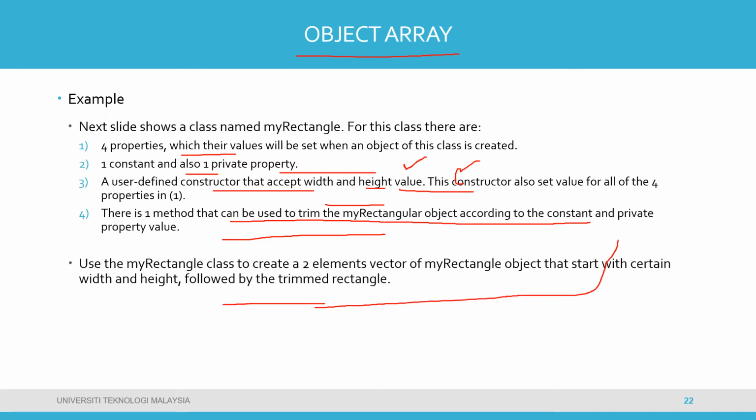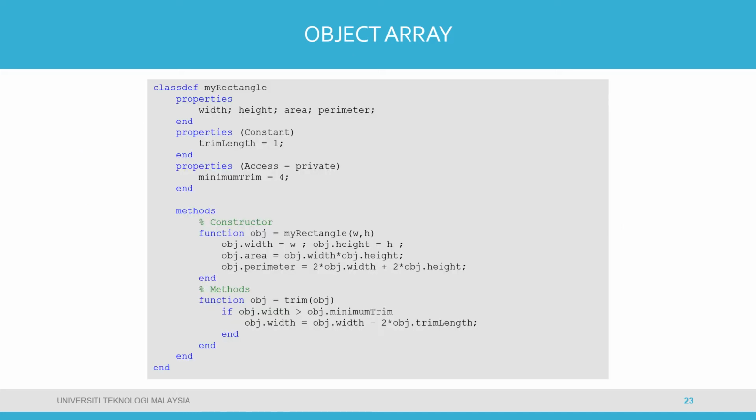Okay, so let's do this in the next slide. First thing you need to do is, of course, to create a class called my rectangle, and remember you have 4 properties, which are width, height, area, and perimeter, and don't forget to end the properties. Okay, so you complete the first task.